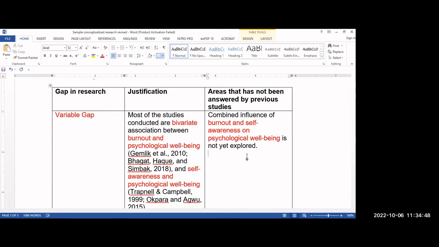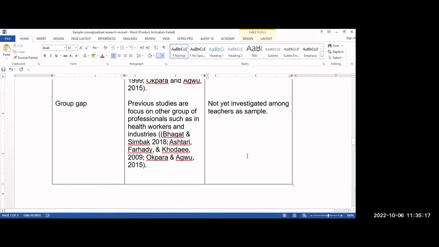Because in the previous study, only between burnout and psychological well-being and self-awareness and psychological well-being. So less has been done that these two variables, burnout and self-awareness, are combined as independent variables to predict the outcome, which is the psychological well-being. So this is a good justification. Okay. Another thing is that group gap.